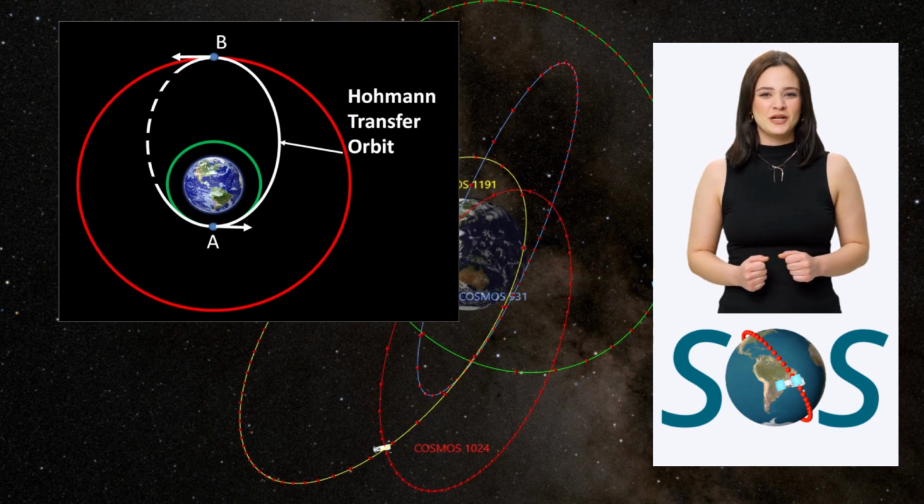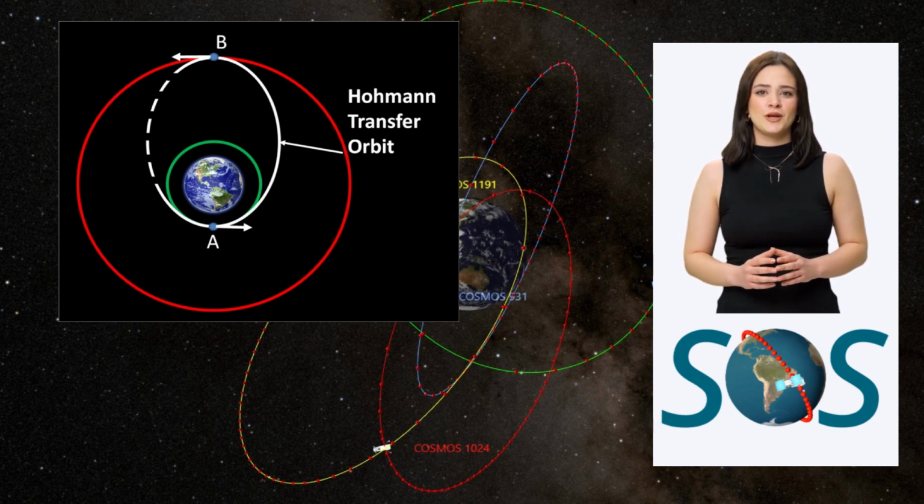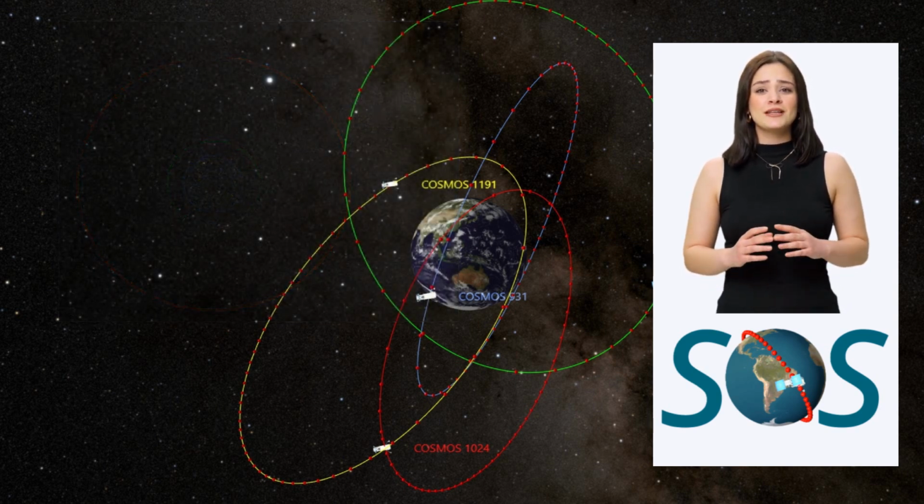You can also use a Hohmann transfer orbit to get from a high-altitude orbit to a low-altitude orbit. To do this, the rocket burns must be opposite the direction of motion to slow the spacecraft in each case.